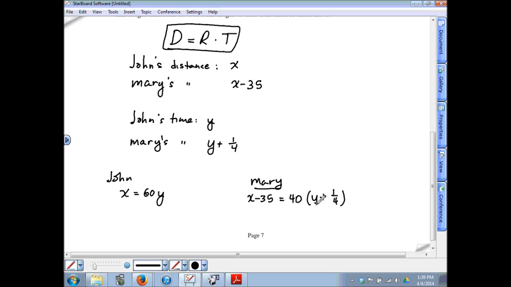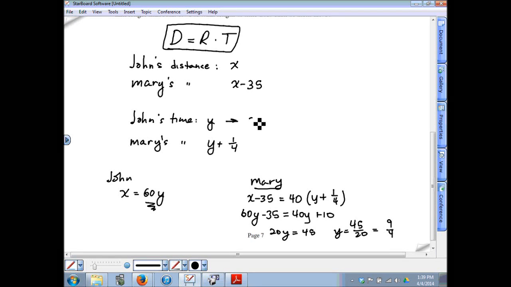You can't solve one equation with two variables, so what we can do is make a substitution and solve this as a system of equations. Here, x is equal to 60y, and this x right here is also equal to 60y. So if we make a substitution, 60y minus 35 equals 40y plus 10. And then if you combine some terms, you're going to have 20y is equal to 45. y is equal to 45 over 20, which equals 9/4. So that's 2 1/4 hours.